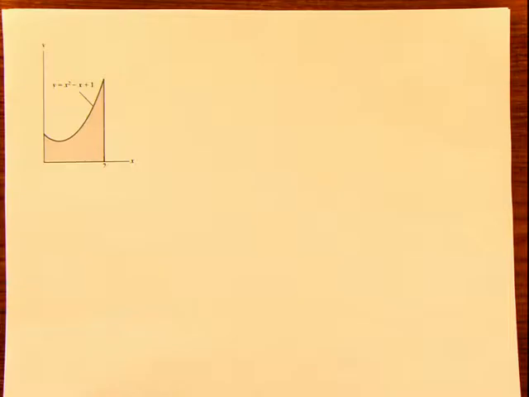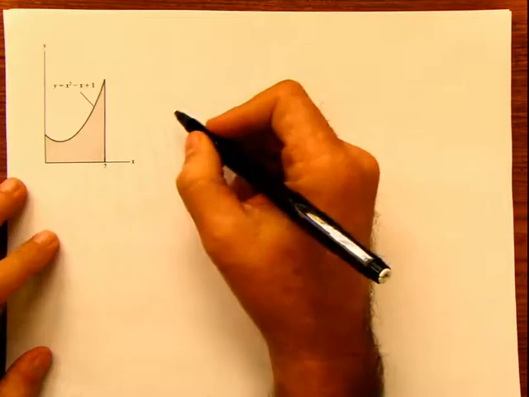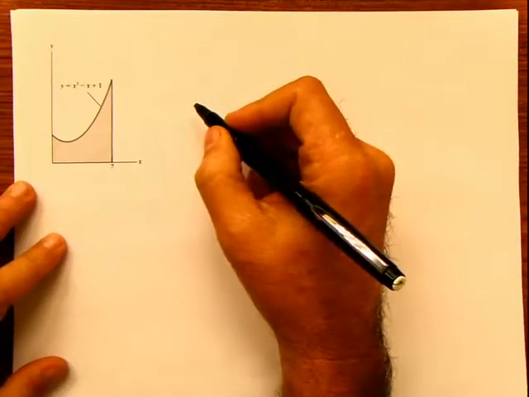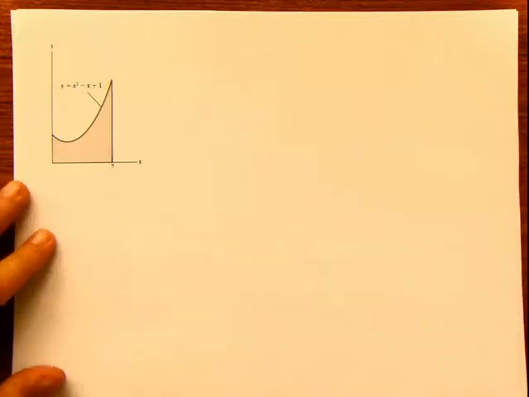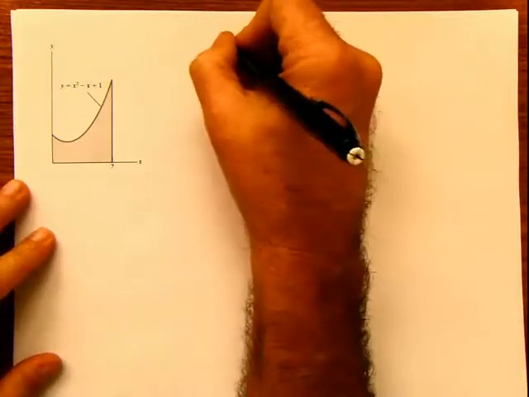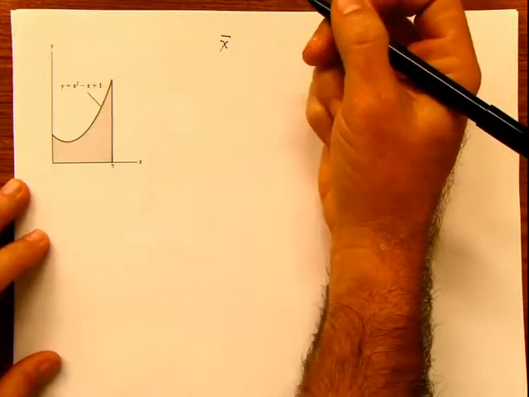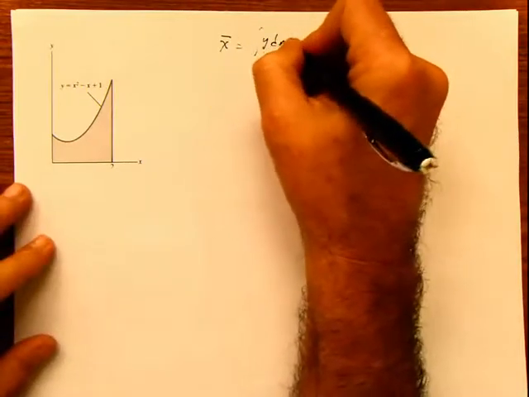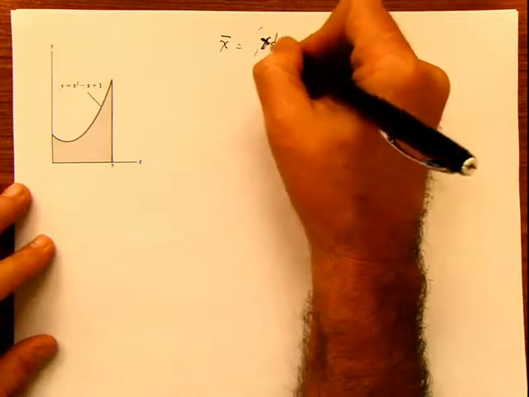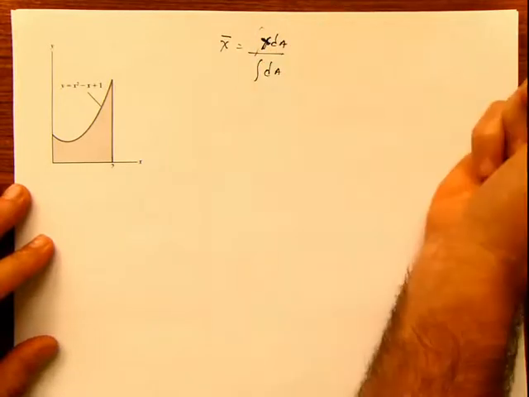Okay, so another example: we have to calculate the centroid of areas by integrals. Same procedure again. First thing that we have to do is knowing our equations. Of course, let's start with x. x bar is going to be the integral of x dA divided by the integral of dA.